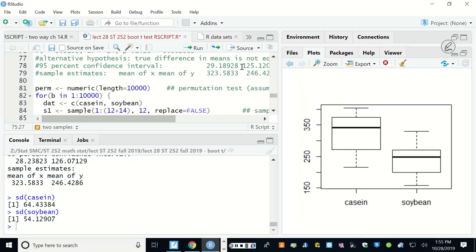The confidence interval is a little narrower: 28 to 126, and this is 29 to 125. So it's a little narrower. Having that common variance seems to help you. There's a couple ways to do this with simulation.